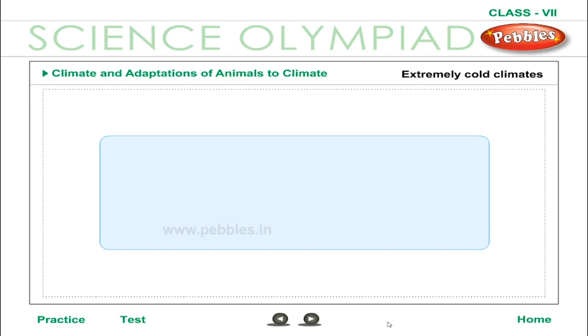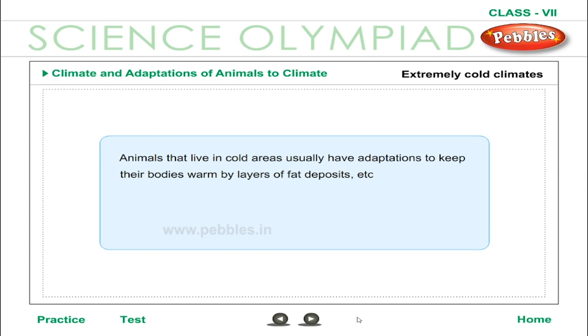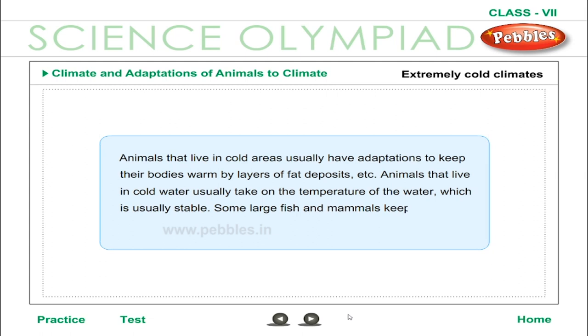Extremely cold climates. Animals that live in cold areas usually have adaptations to keep their bodies warm by layers of fat deposits, etc. Animals that live in cold water usually take on the temperature of the water, which is usually stable. Some large fish and mammals keep their bodies warm by excessive muscular activity and thick, waterproof fur.